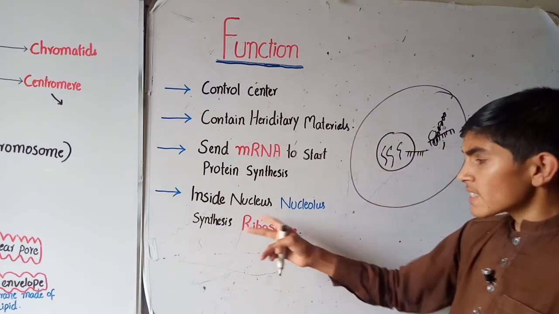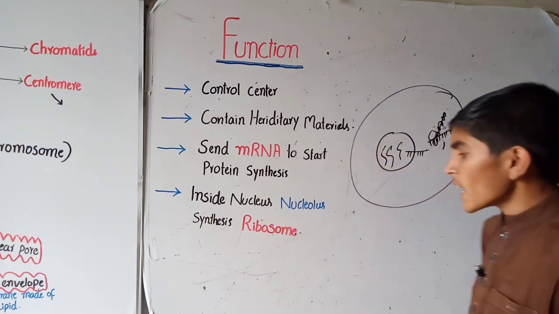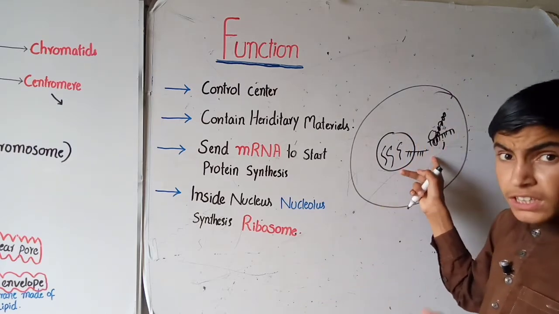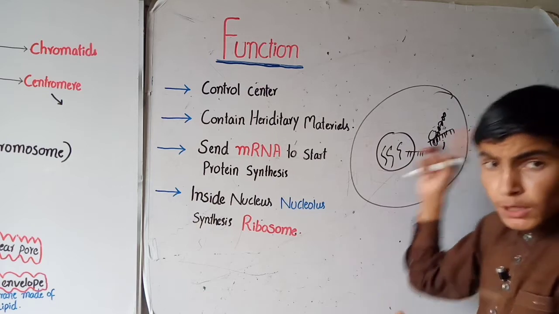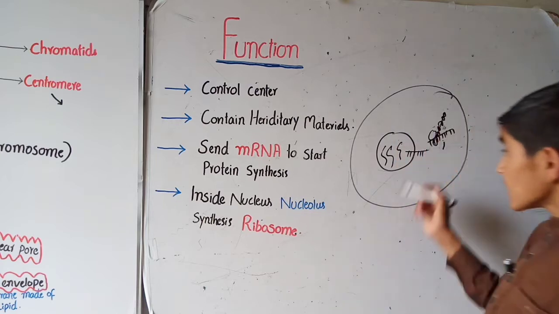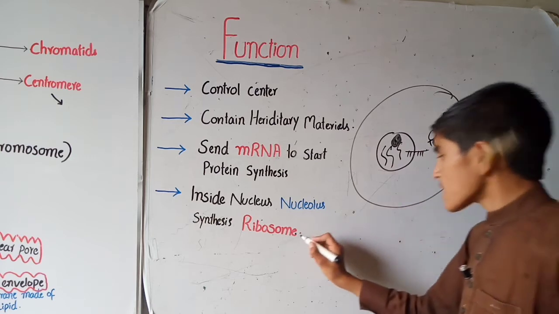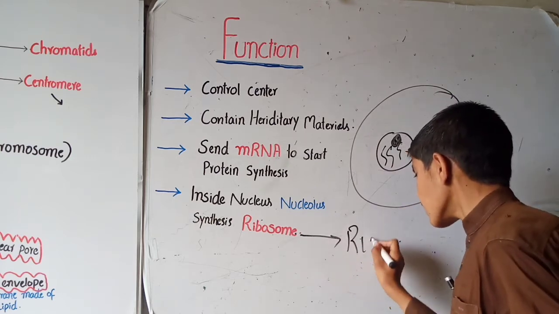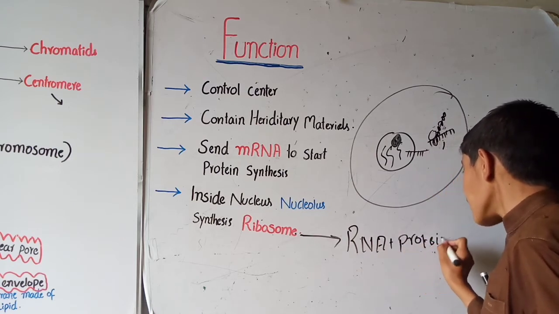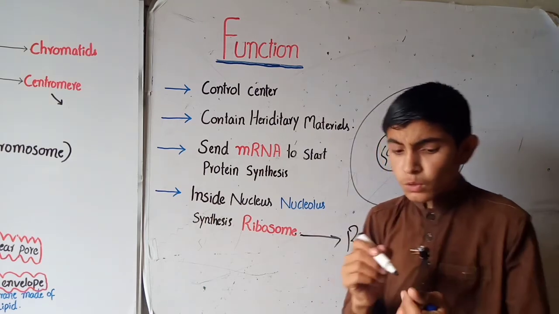The last function is the synthesis of ribosomes inside the nucleus. As we mentioned, the ribosome is the machinery that converts the genetic code to the amino acid code. Therefore, the ribosome is also prepared inside the nucleus by the nucleolus, and the ribosome is composed of RNA plus protein. This protein comes from the cytoplasm, and this RNA is already present in the nucleus.